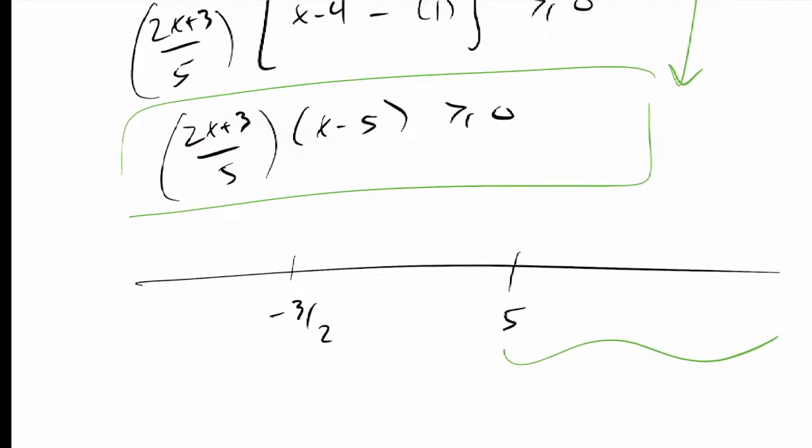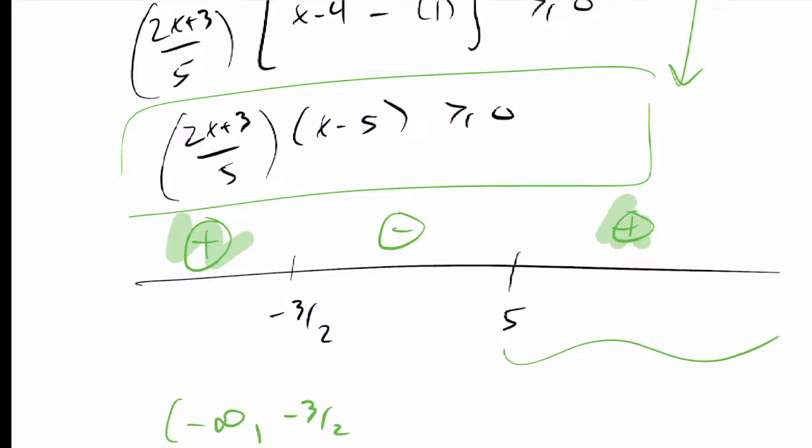Once you get here, you find your roots, right? You pick something greater than 5, so like 100, whatever you like, and you'll see it's positive. I'll see this is negative, and I'll see this is positive when I sub it in. I want to know when this is greater than or equal to 0, so that's these two intervals here. So this goes from negative infinity to negative 3/2. Now I have equality here, so I'm going to put a square bracket to include that endpoint, because that's a value where it's equal to 0, and then square bracket 5 to infinity. And that's how you would tackle this one.